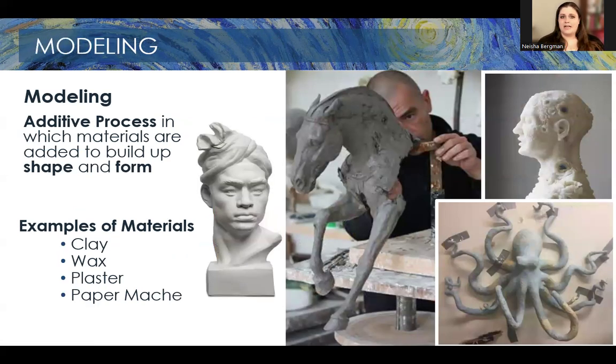Modeling, on the other hand, is an additive process. We can use a lot of different materials: clay, and that includes plasticine clays, which are not earth-based, but clay, wax, so like candle wax. This is a wax sculpture, for example. Plaster, which is a liquid that dries up. That would be what this is. And then paper mache, which we do most of in here.